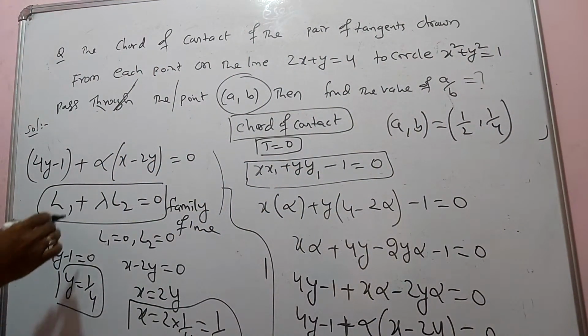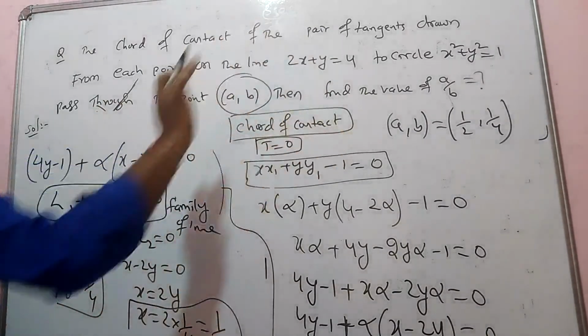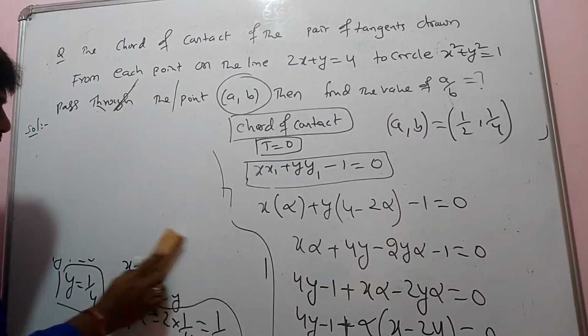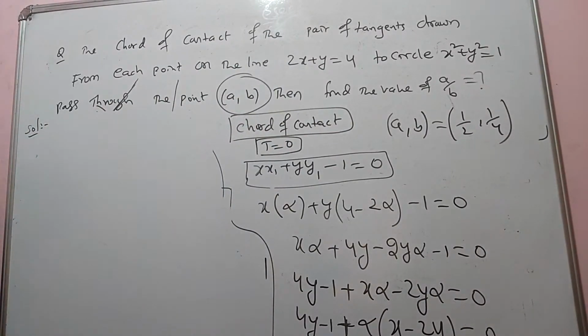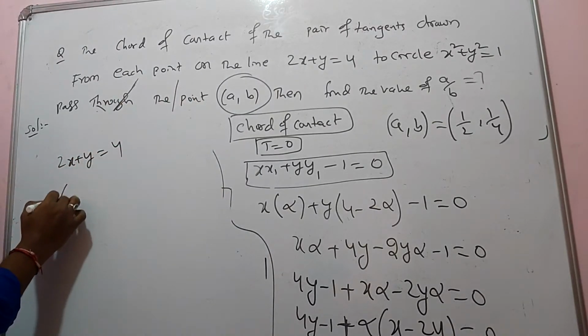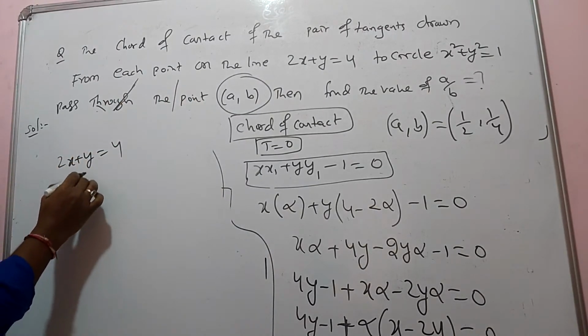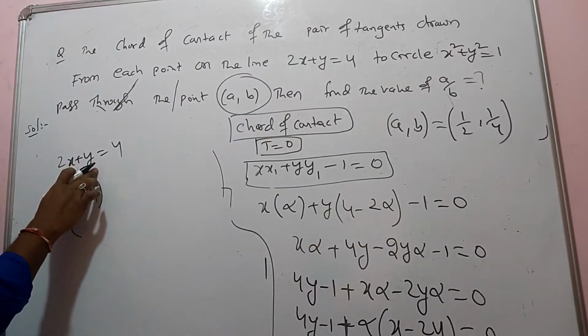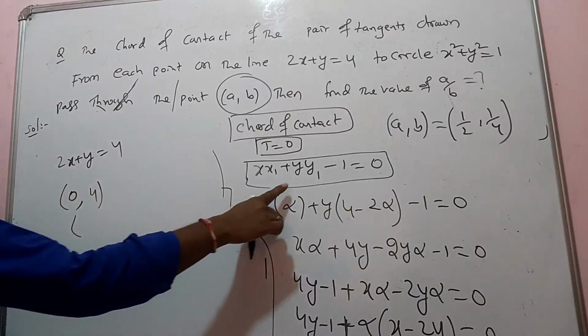Another method: just take general points on this line, and by observation you can find them. 2x plus y is equal to 4 is there. By observation, I can say the point 0 comma 4, and another one I can take as 1 comma 2. Substitute in this.